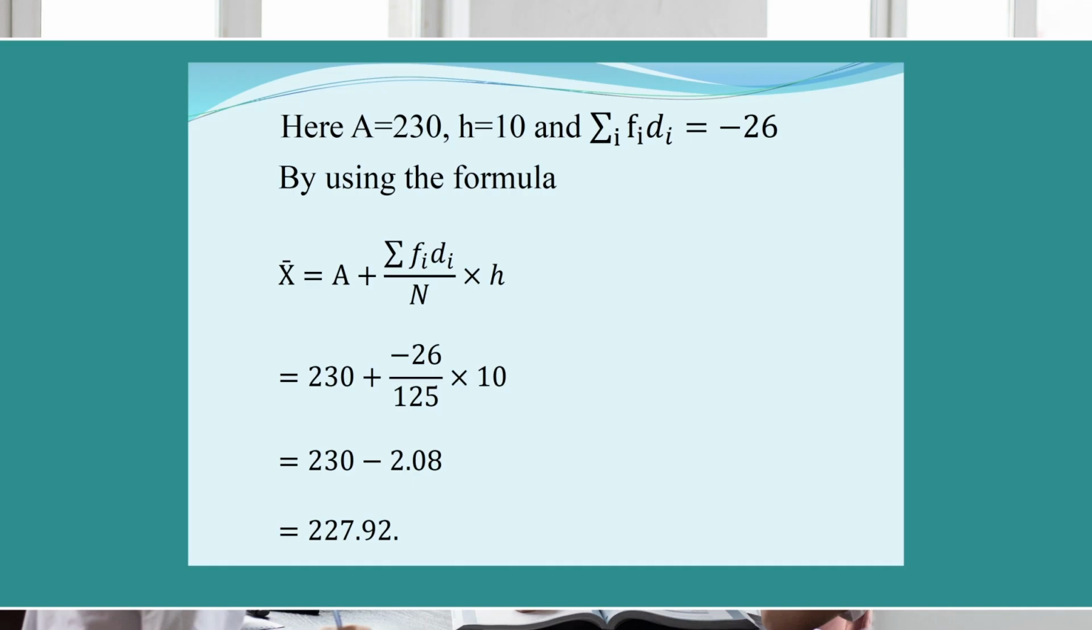So, now A is 230, h is 10, and summation fi di is minus 26. We put these values in the formula, and we get the average wages of the 125 workers as 227.92, that is about 228.